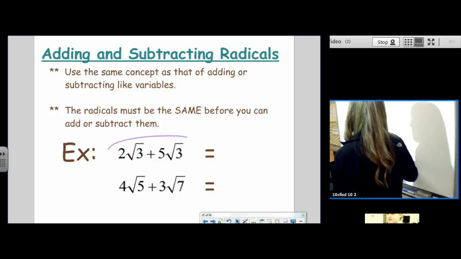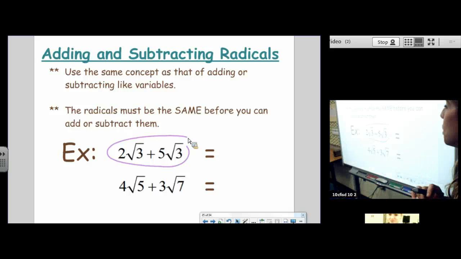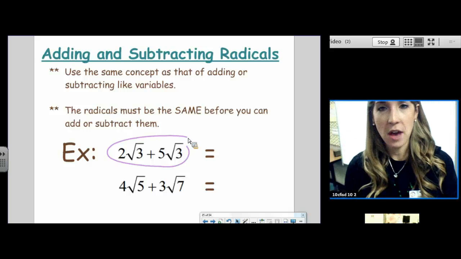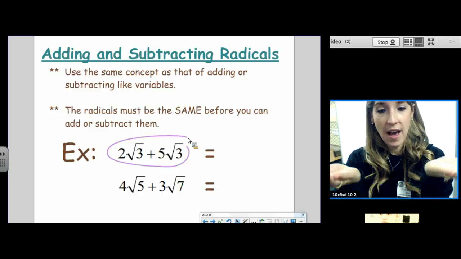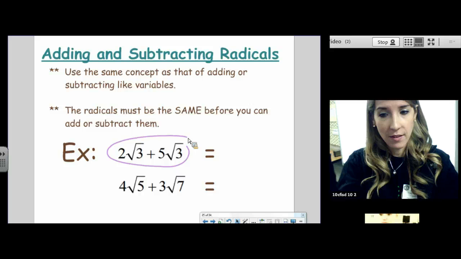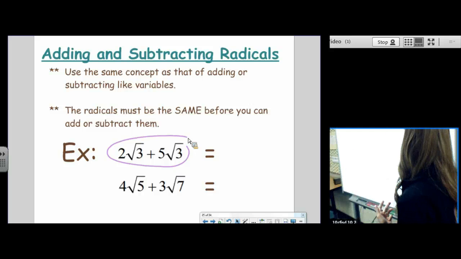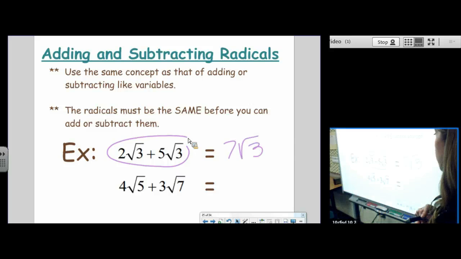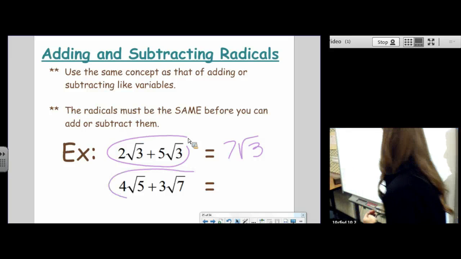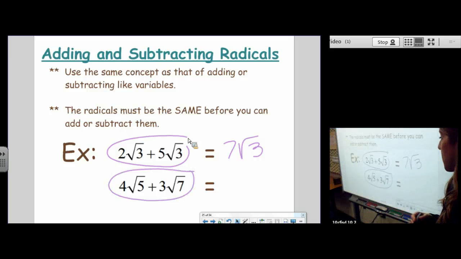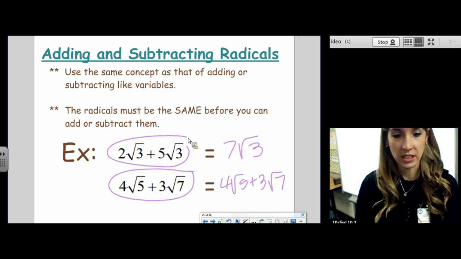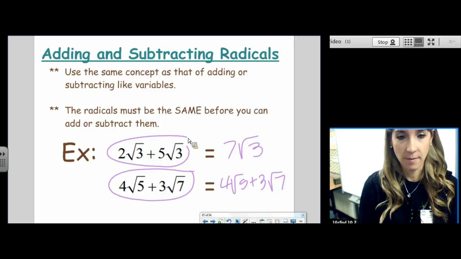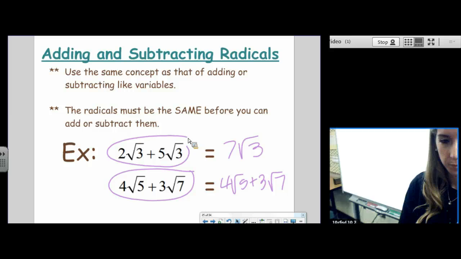So let's look at this one right here. 2 root 3 plus 5 root 3. It's like you have 2 root 3's in this hand and you have 5 of them in this hand. What's 2 plus 5? 7. So you have 7 root 3's. Look at this one. 4 root 5 plus 3 root 7. Oh no. I cannot combine those because they are not like terms. And so you just leave them like that. You can't simplify them. Okay?